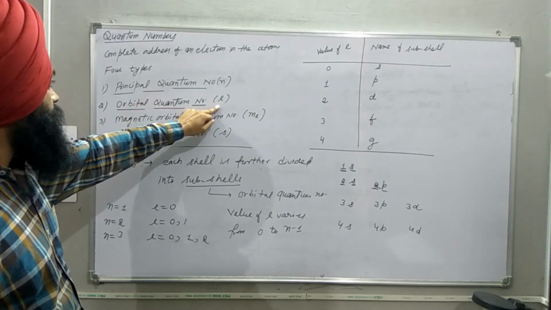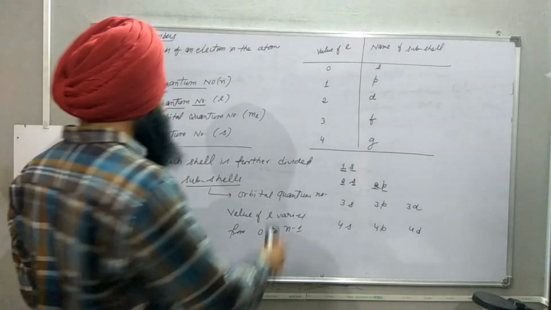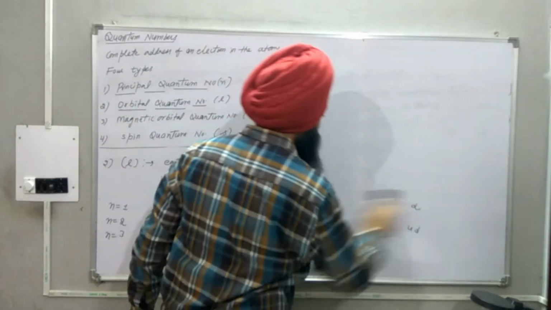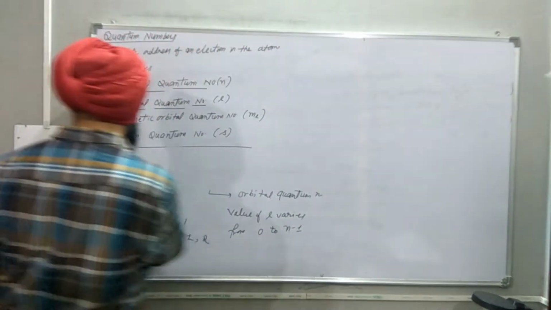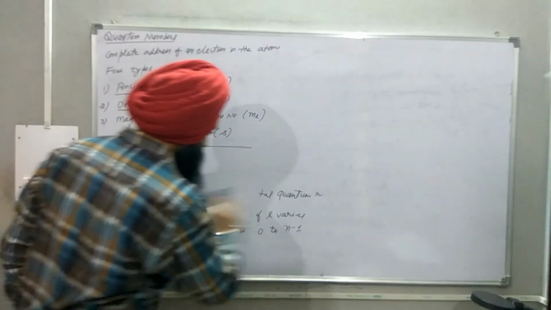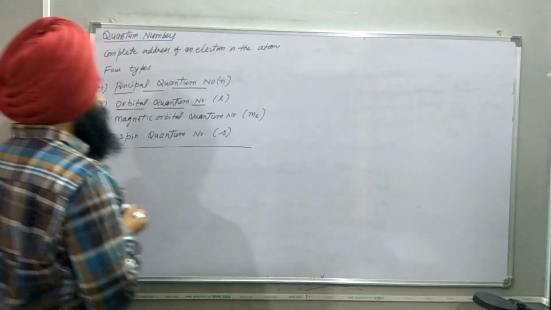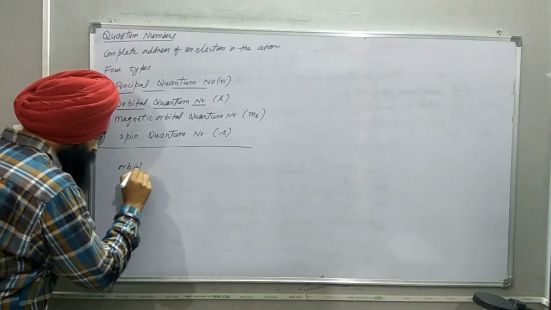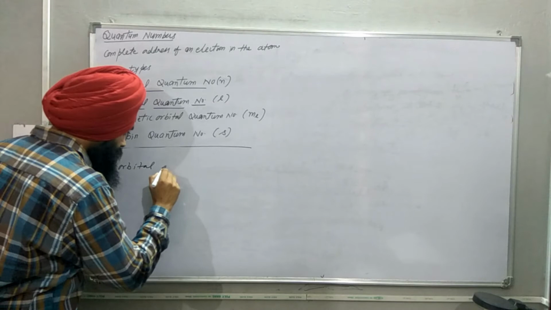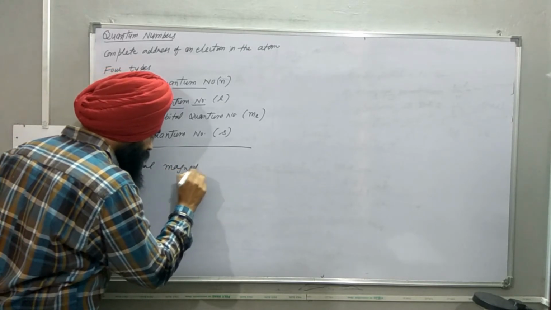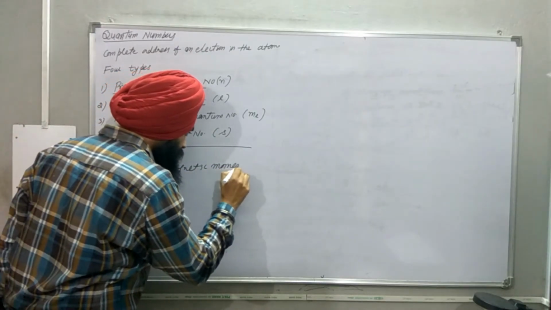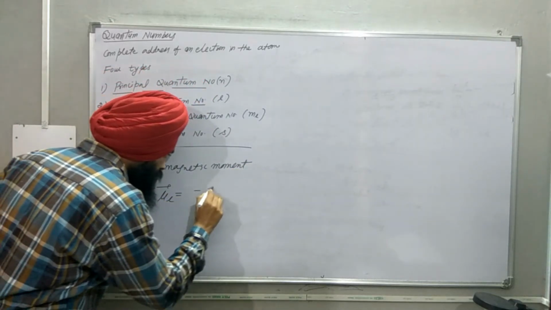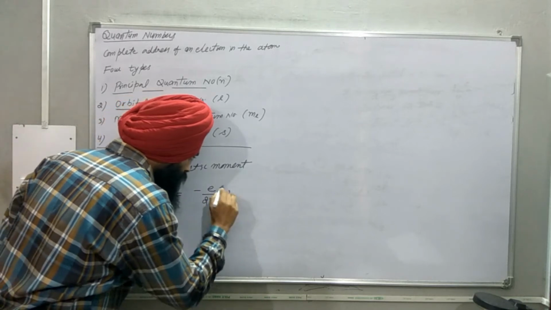Let me make it further clear about L. This value of L is connected to the orbital magnetic moment. Orbital magnetic moment, mu L, is equal to minus e upon 2m into L.